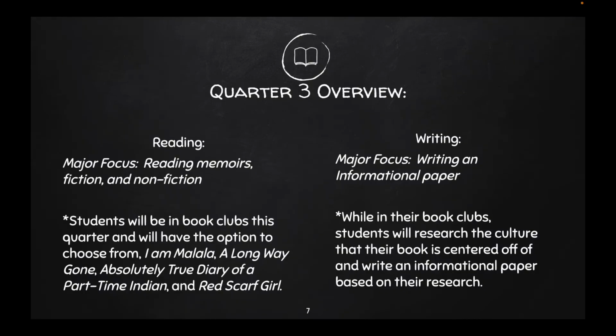Quarter 3, we focus on reading memoirs, fiction, and nonfiction. Students will be in book clubs this quarter, and they will have the option to choose from the books I Am Malala, A Long Way Gone, Absolutely True Diary of a Part-Time Indian, and Red Scarf Girl. They are going to be writing about whatever book club book they have chosen, and that culture. It will be based on the information from their book and research that they have done as well.